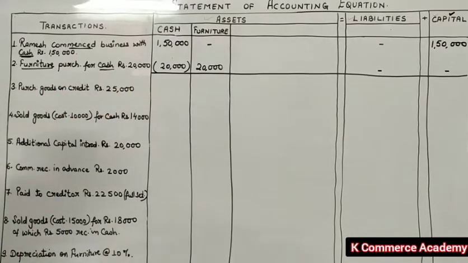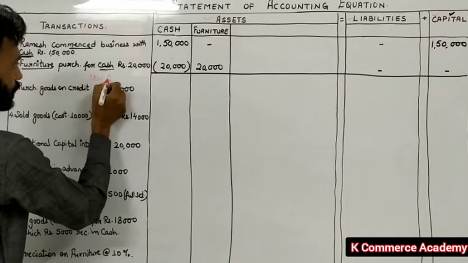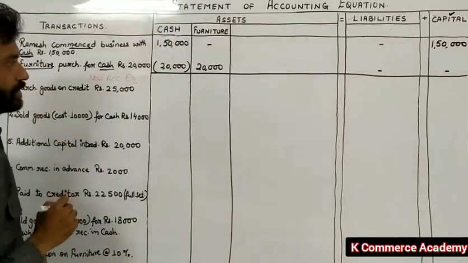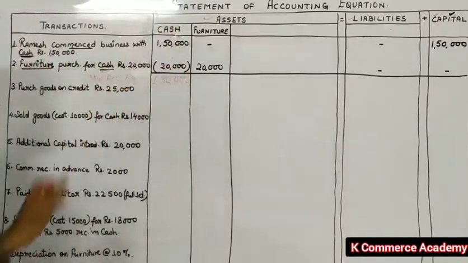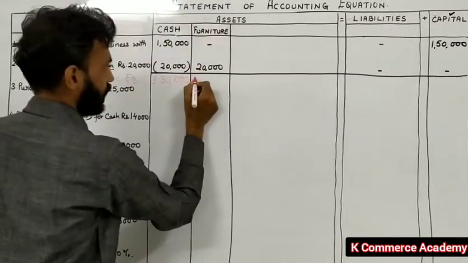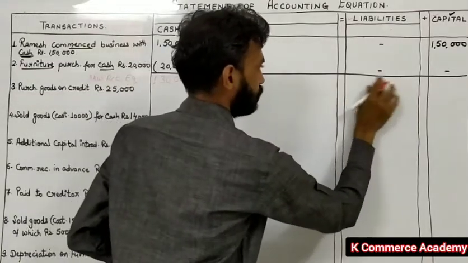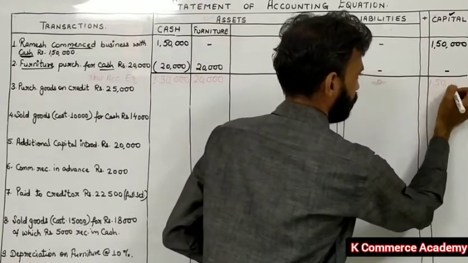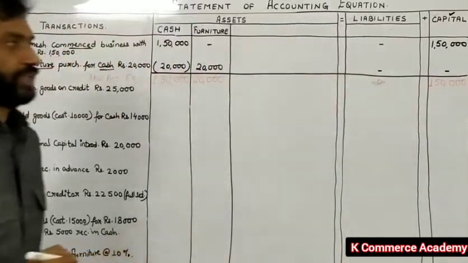So what we are going to do, we will just calculate a new accounting equation at this stage. So now the cash left with us is rupees 1,30,000. From 1,50,000 deduct 20,000, cash is available to us as rupees 1,30,000. And furniture we are having 20,000. No other asset, liability is 0. Fine, we can say liability is 0. And capital we do have 1,50,000 as it is. There is no change in capital also. So capital is as it is 1,50,000 we are having.